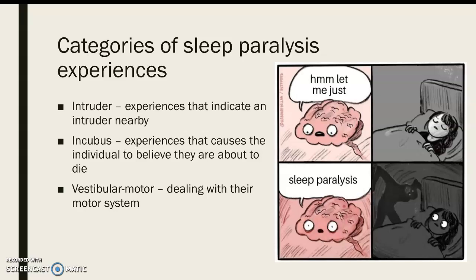The second category is incubus, where an individual experiences signs that cause them to believe they are about to die. This may include the feeling of pressure on the chest, difficulty breathing as if they were being choked or smothered, or even feeling strangled or assaulted. The final category is vestibular motor, which deals with the motor system, where one may experience the feeling of spinning, falling, floating, flying, or even hovering over one's body.